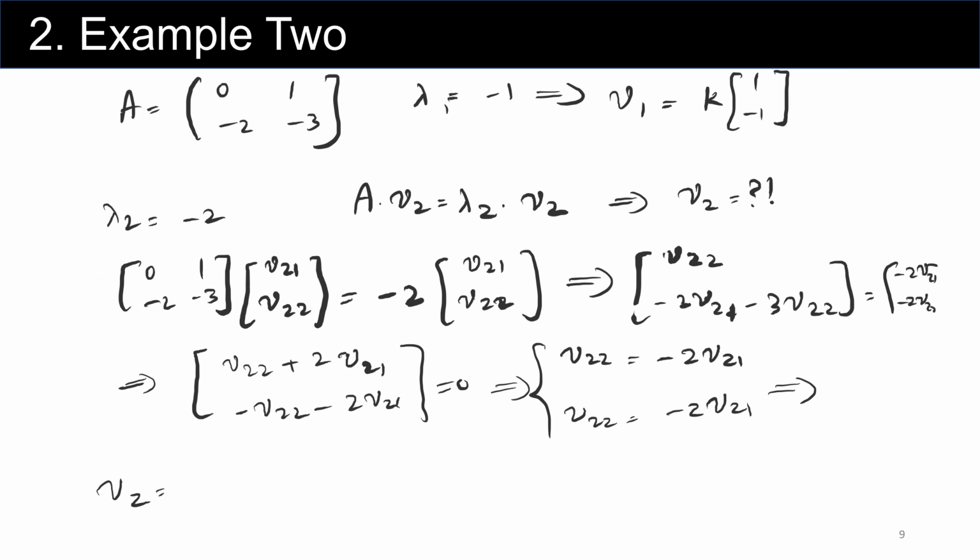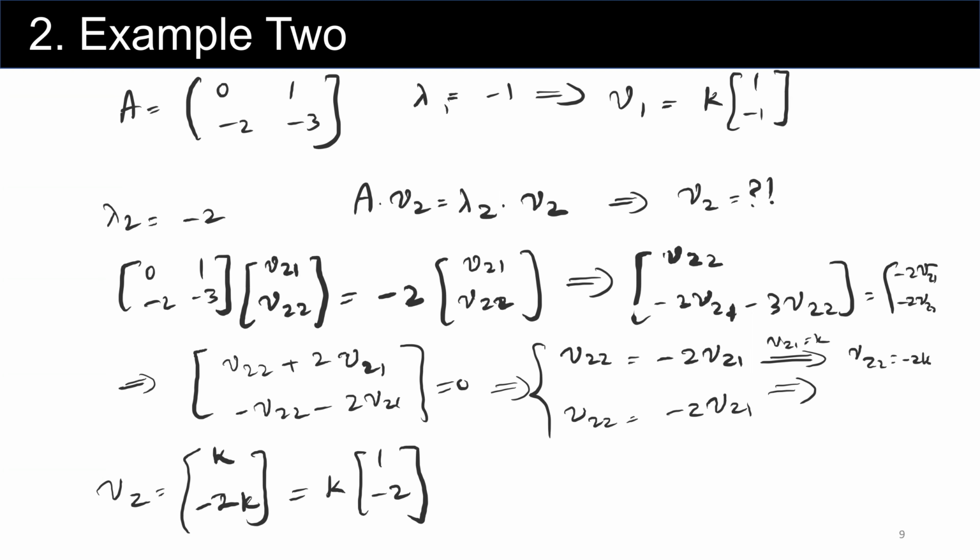Then our V2 looks like, let's say V21 is k. If V21 is k, then V22 is minus 2k. Or this is equal to k multiplied by [1, -2]. All right. So if you recall, V1 was k multiplied by [1, -1]. Let's call this k sub 1 and call this k sub 2. So these are the two eigenvectors.